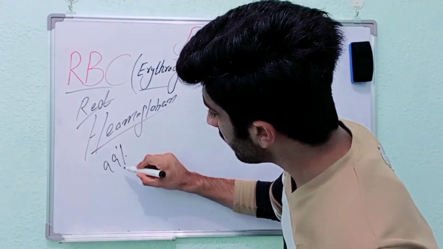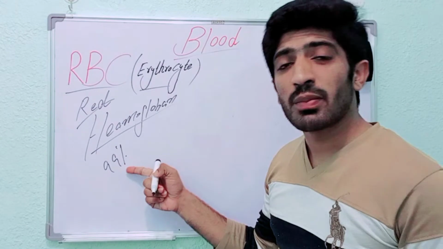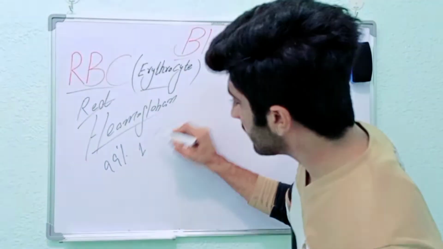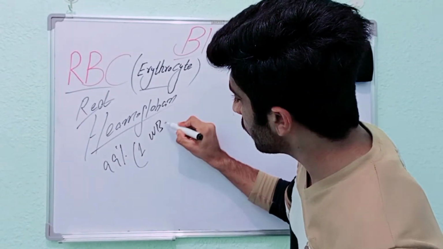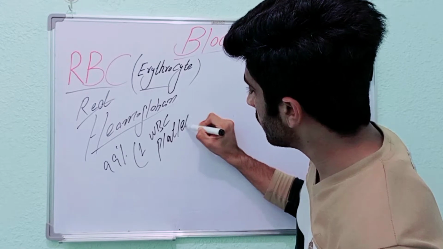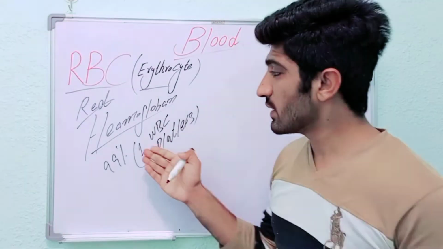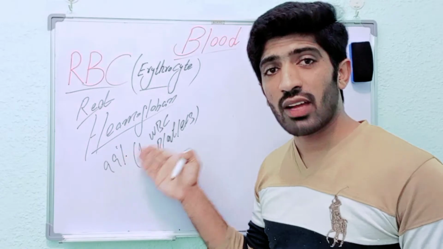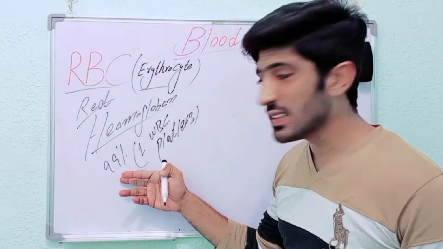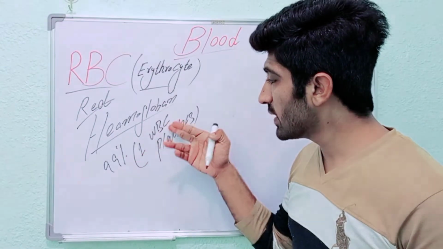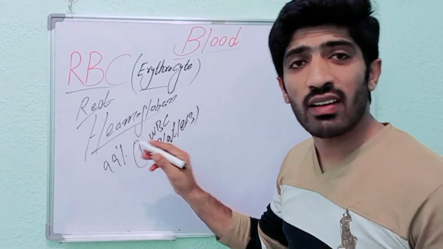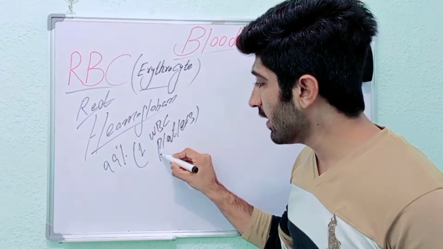99% of the blood is RBCs, and the remaining 1% is WBC and platelets. If we talk about the cells of the blood, 99% are RBCs and the remaining 1% are WBC and platelets. Students, the RBCs are larger in size than WBC and platelets.